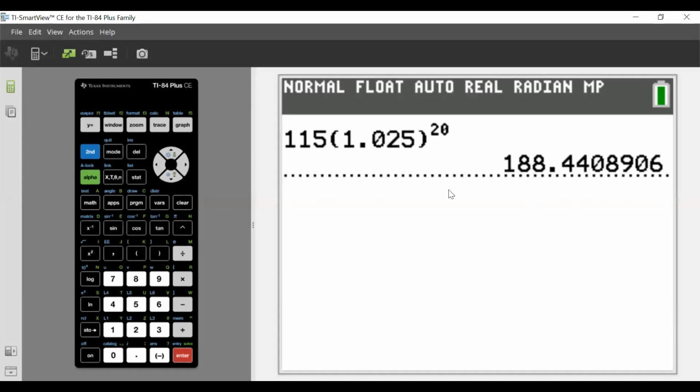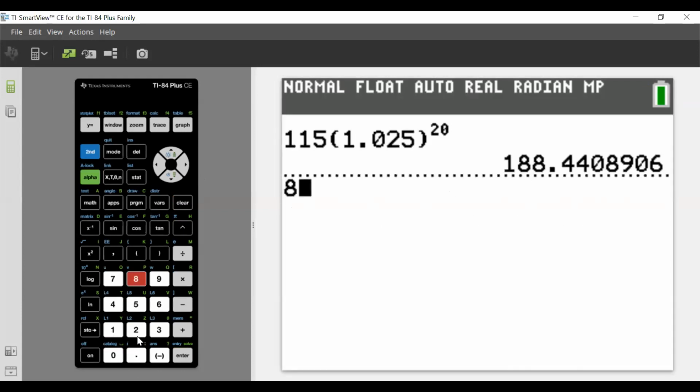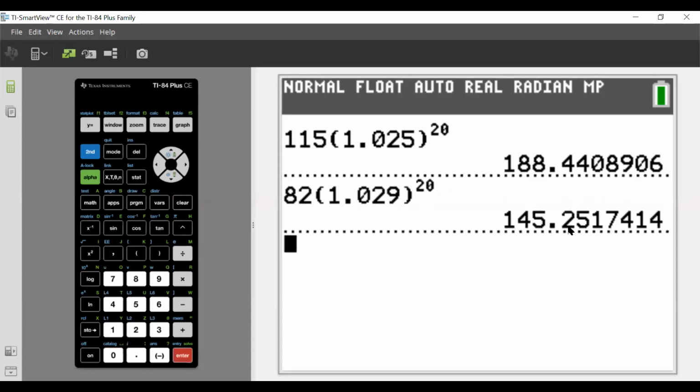And so that's 188.44. And the other one was 82 times 1.029 to the power 20. And so that's 145.25. So that's our two values.